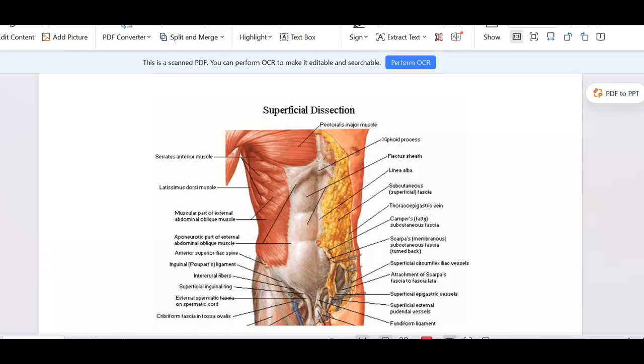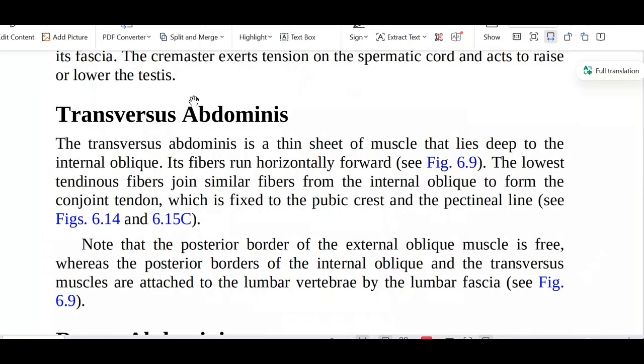And again the lowest tendinous fibers are arching over the spermatic cord, and they are joining the similar fibers from the internal oblique near the linea alba or near the pubic crest midline, and they form a tendon that is called the conjoint tendon. That conjoint tendon is medially fixed to the linea alba, but laterally it is free, and it is fixed to the pubic crest and the pectineal line posteriorly.